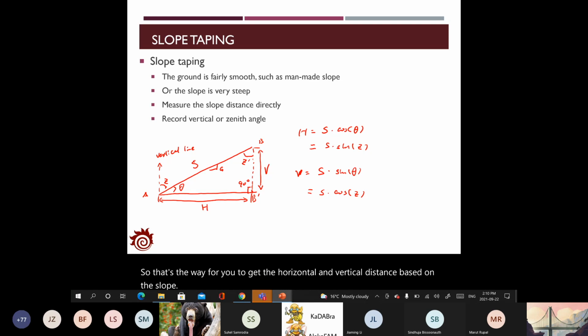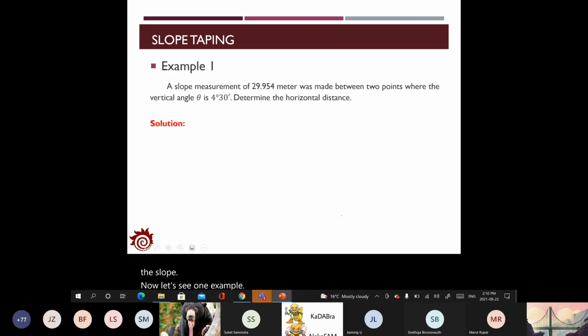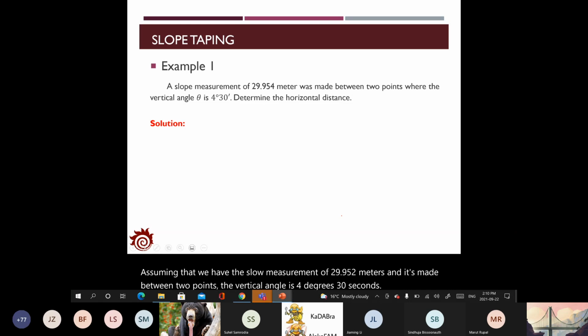And now let's see one example. Assuming that we have the slope measurement of 29.952 meters, and it's measured between 2 points. The vertical angle is 4 degrees 30 minutes. What's the horizontal distance? Do you have any ideas about how to calculate the horizontal distance?